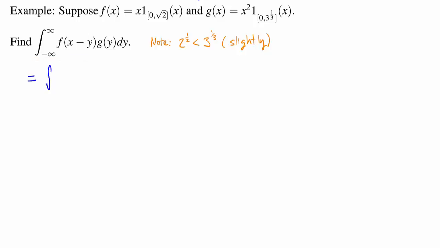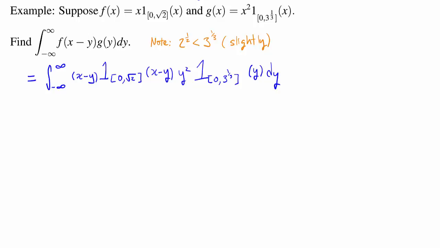If we substitute our values of f and g into this convolution integral, we find that we have the integral from minus infinity to infinity of (x - y) times the indicator function from 0 to root 2 of (x - y), times y squared times the indicator function from 0 to the cube root of 3 of y, dy. This isn't particularly nice because we have an indicator function that's evaluated at x - y. We would really like an equivalent indicator function that's a function of just y.